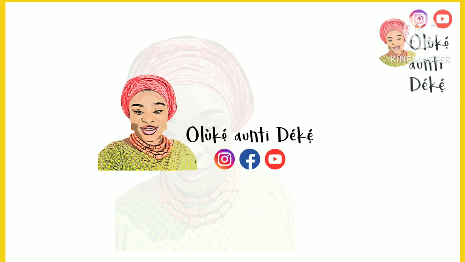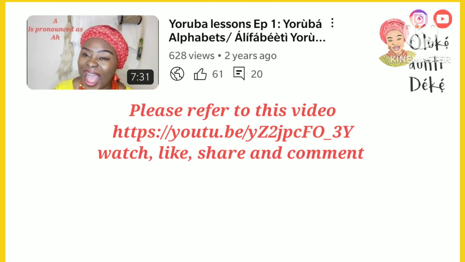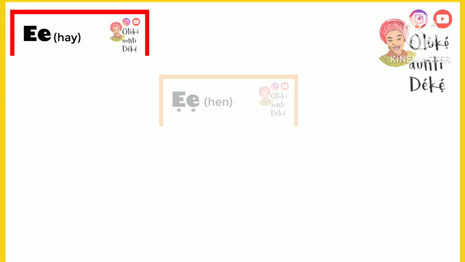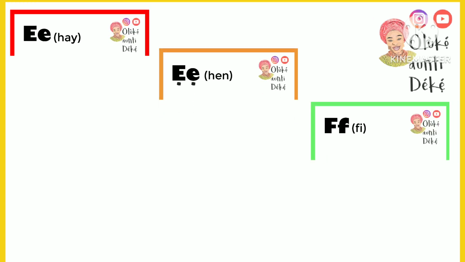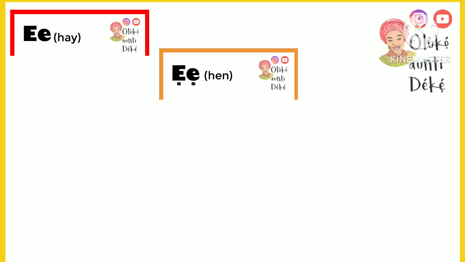So today we're going to learn 3 more letters, okay? Like I said in my previous video, I think in episode 1, I've got everything you need to know about the Yoruba alphabet, okay? So today we're going to learn E, Ẹ and F, okay? So after D for Dókítà, the next one is E.